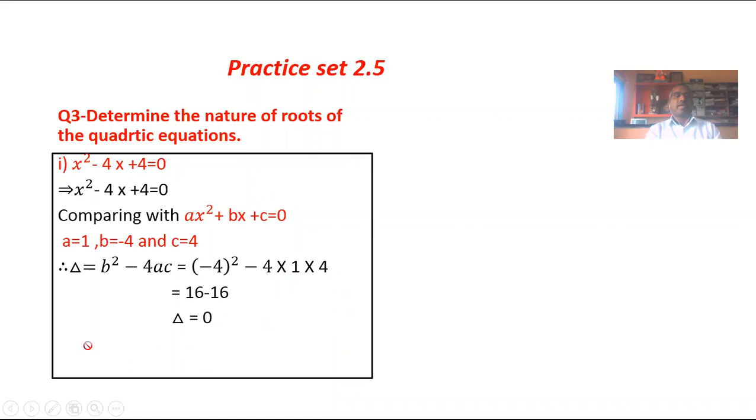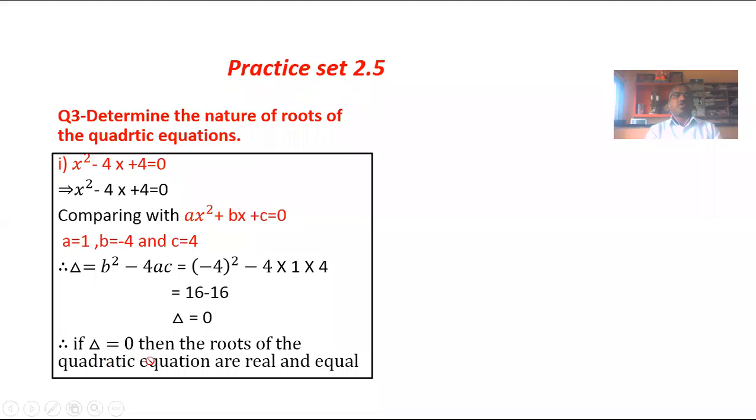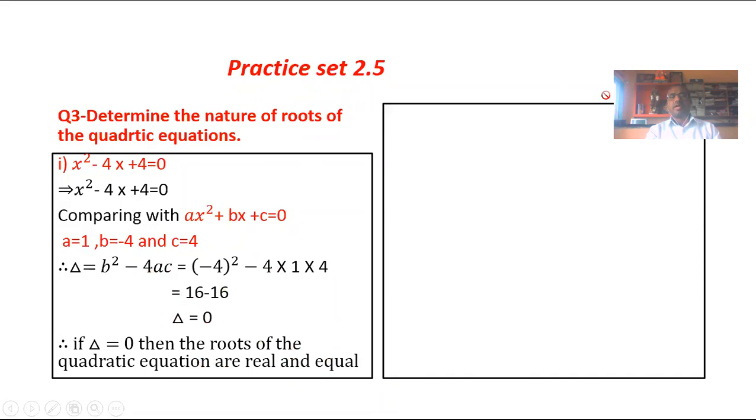Hence, by using the nature of roots, if delta is equal to 0, then the roots of the quadratic equation are real and equal. In this way, to identify the nature of roots depends upon the value of discriminant b square minus 4ac. Here delta is equal to 0. The roots of the given equation are real and equal.